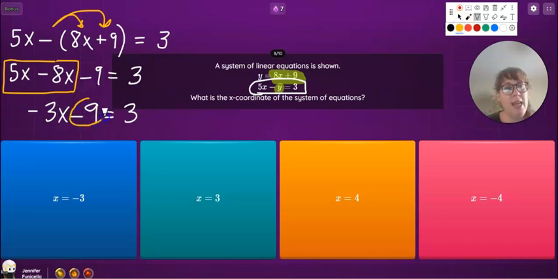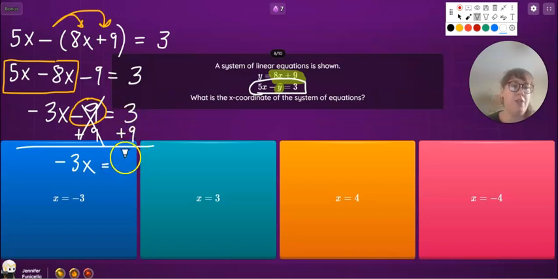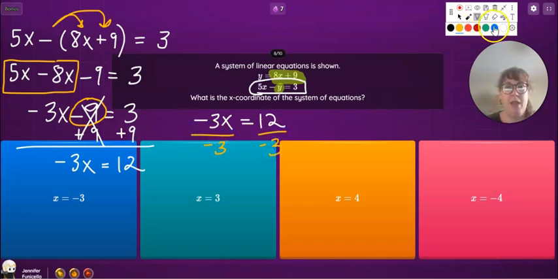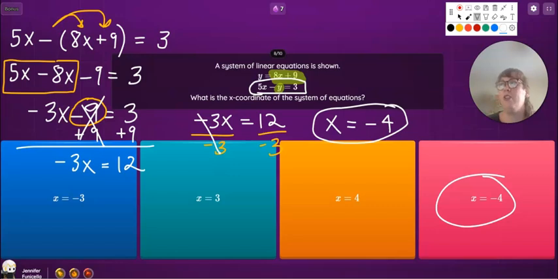We want to move this negative 9 to the opposite side of the equation. We're going to do that by doing our opposite operation, which is addition. Negative 9 plus 9 cancels to 0, and we just have negative 3x equals 3 plus 9, which is 12. So negative 3 times x equals 12. Last step, we can divide both sides by negative 3, and we get 1x equals 12 divided by negative 3, which is a negative 4. And there's our answer for question 8. Beautiful.